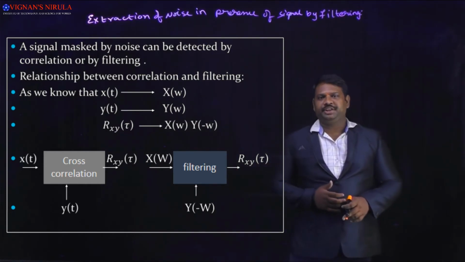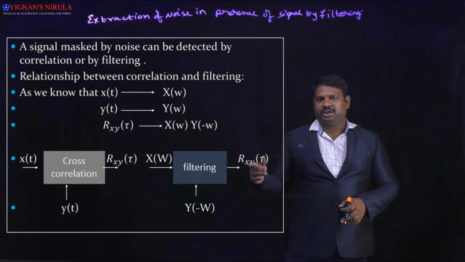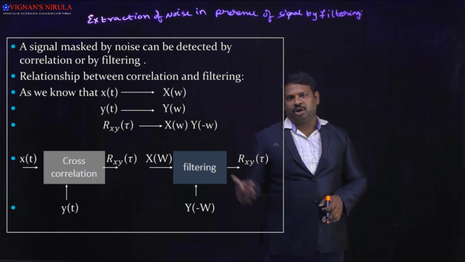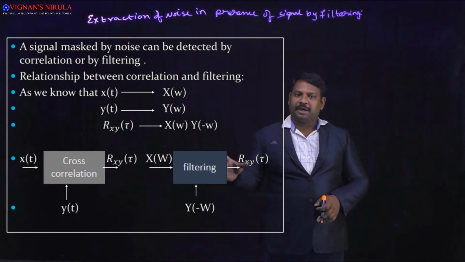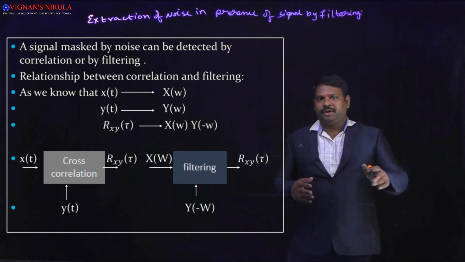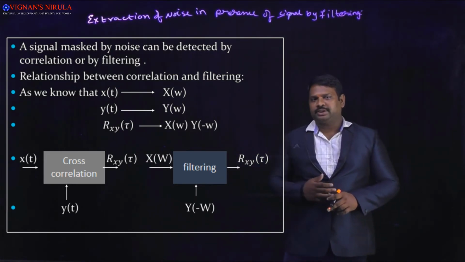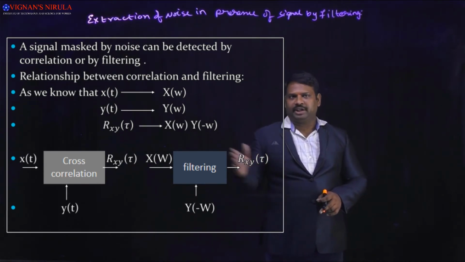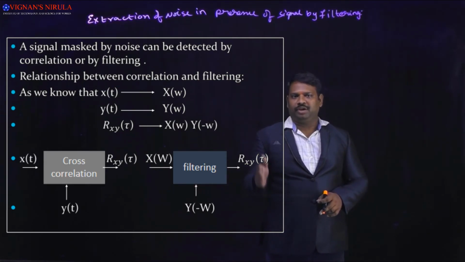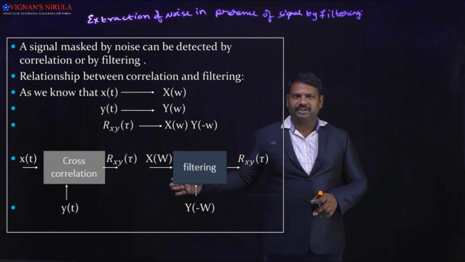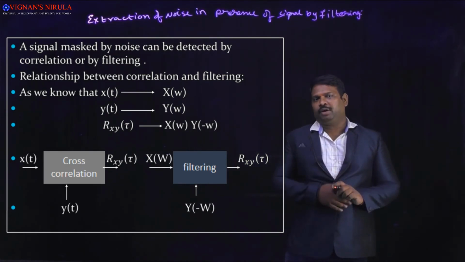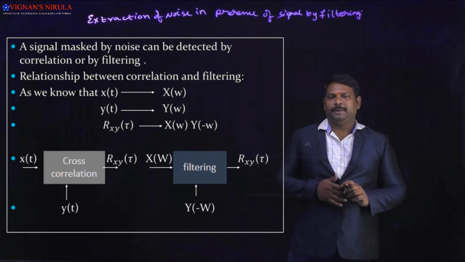Similarly, when we show it in the frequency domain, x of t has Fourier transform X of omega, and y of t has Fourier transform Y of omega, and we have taken it as Y of minus omega. Then when we perform the filtering here, again we get the cross correlation between x and y. That means the output is the cross correlation, which modifies our X of omega by using this transfer function Y of minus omega. Y of minus omega acts as a transfer function which modifies our spectral components X of omega and produces the output, which is nothing but our cross correlation between x and y.